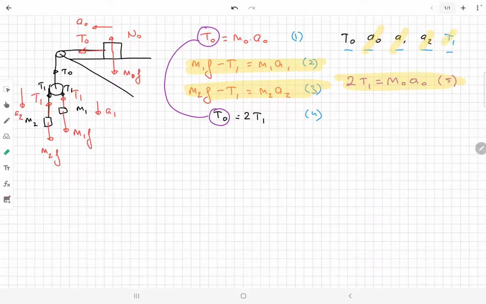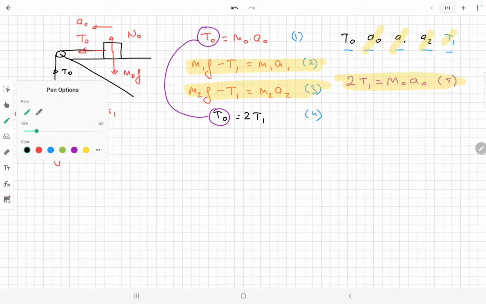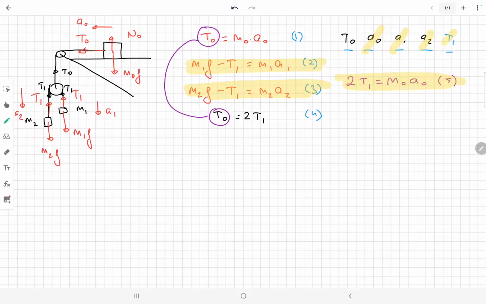So now let's try to find the relationship between the 3 accelerations. In order to do this, I need to draw this system again, but I will draw only M1 and M2 because we already know the acceleration of the movable pulley, which is A0. That is enough for us. We don't need to consider object M0 anymore. So be careful, watch carefully. I will draw and try to find the relationship between the accelerations. So I will basically zoom in on this part.